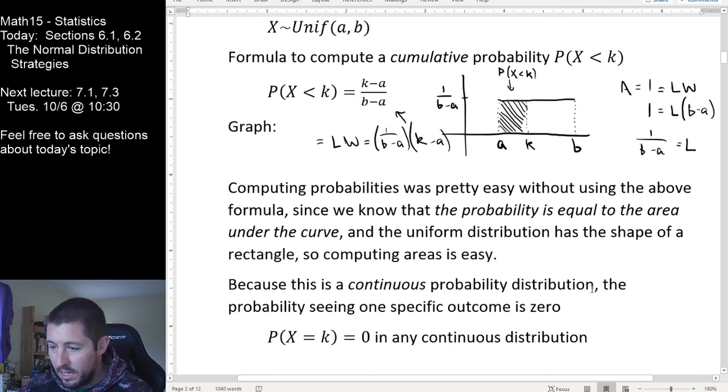So again, maybe my last thought right here, because this is a continuous probability distribution, typically we think of this as continuous here. Although, as I said, we do have discrete settings for uniform as well, like rolling a die. The probability of seeing one specific outcome is 0.